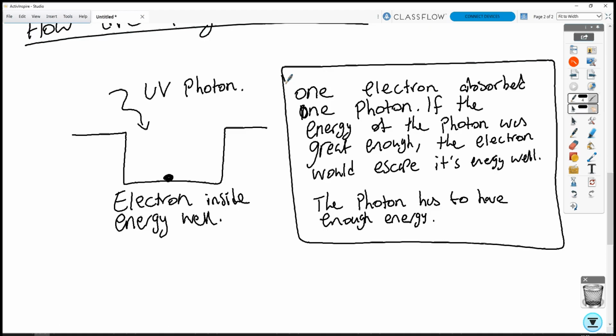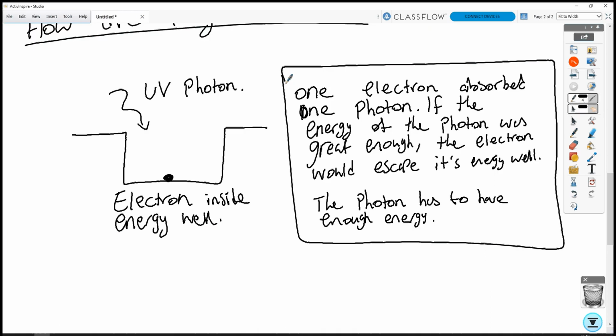UV is also light. So you're talking about visible light. The frequency of visible light is less than the frequency of UV. Okay, so let's talk about the electromagnetic spectrum.